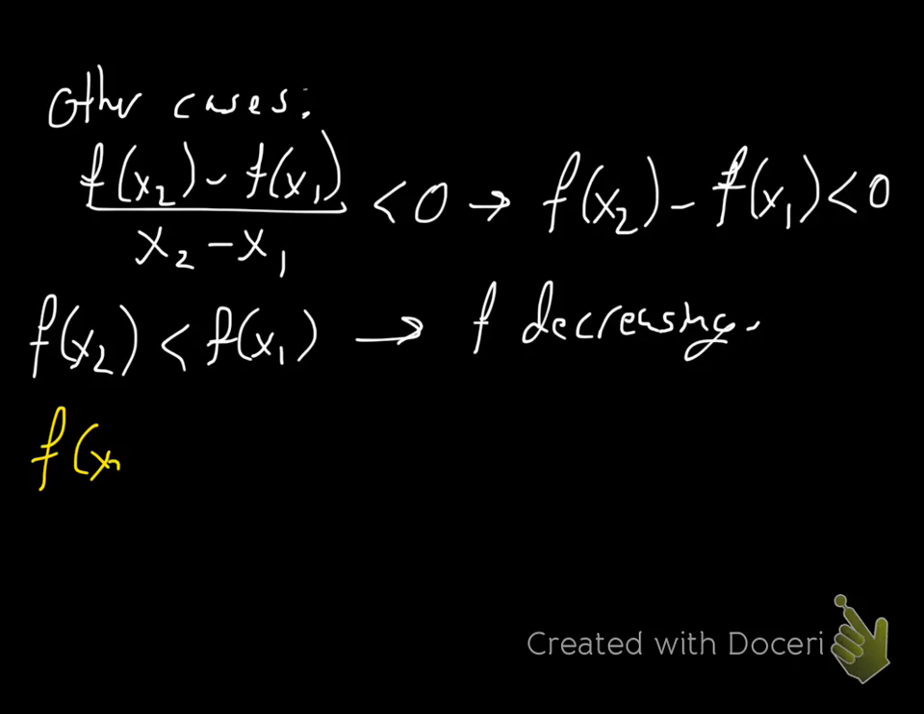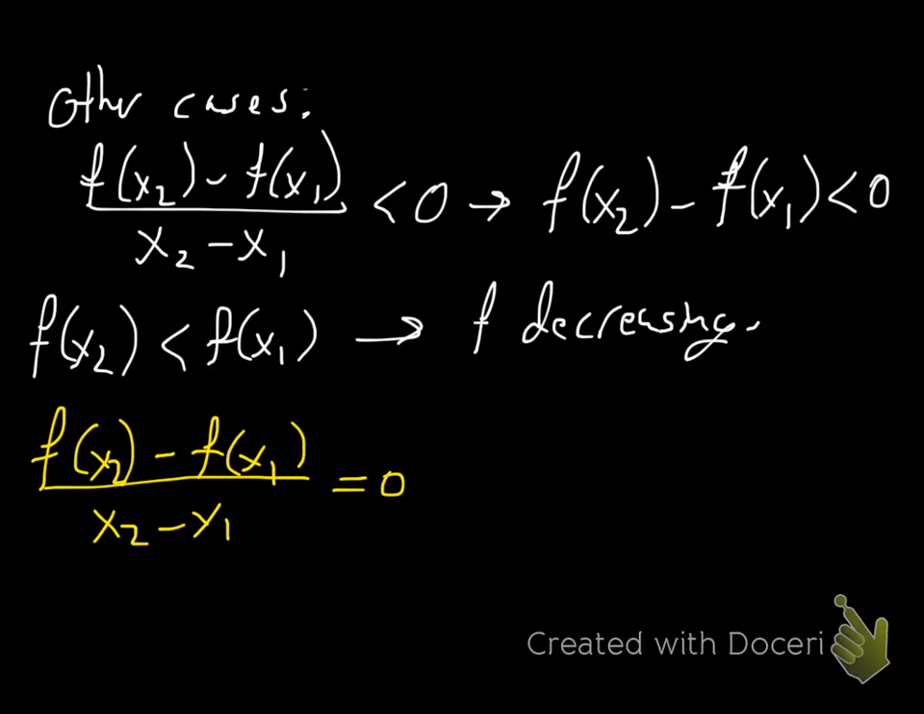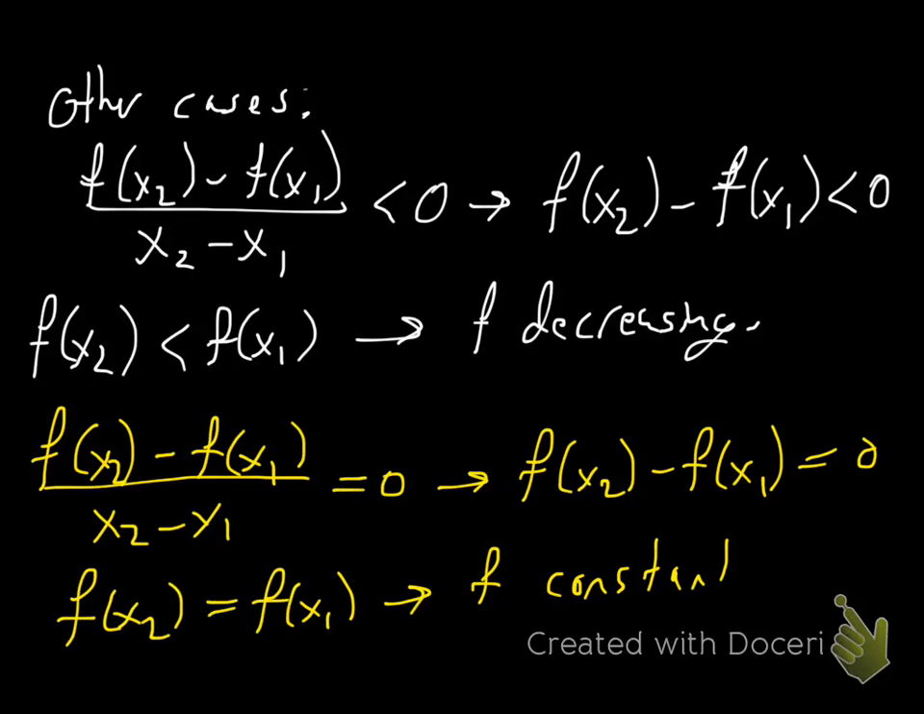Now for constant, our derivative would be equal to 0. So we have our f prime of c is equal to this secant line, or secant slope, and that's going to be equal to 0. The only time a fraction is equal to 0 is if the numerator is equal to 0. So that would tell us that f of x2 minus f of x1 is equal to 0. And so that would be giving us that f of x2 equals f of x1. And that gives us that f is constant on that interval.